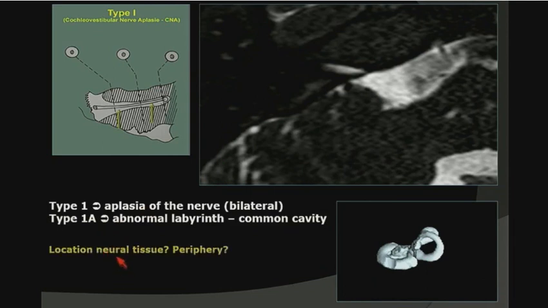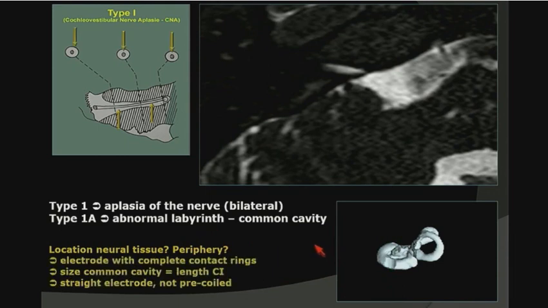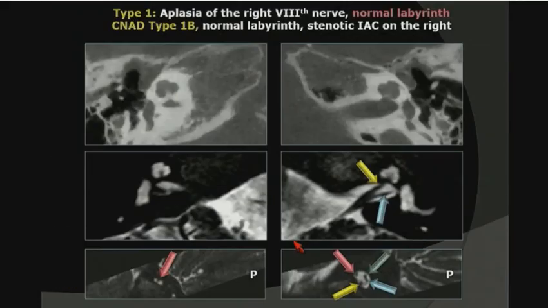So in this patient, where is the neural tissue? You have no nerve. It doesn't matter where the tissue is, because if you have no nerve, you will never be able to stimulate. So, very simple, type 1, no implantation.